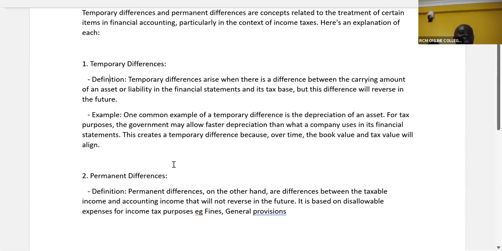And then we have permanent differences. Permanent differences, on the other hand, are differences between the taxable income and accounting income that will not reverse in the future. It's based on disallowable expenses for income tax purposes, e.g. fines, general provisions, etcetera. All right.